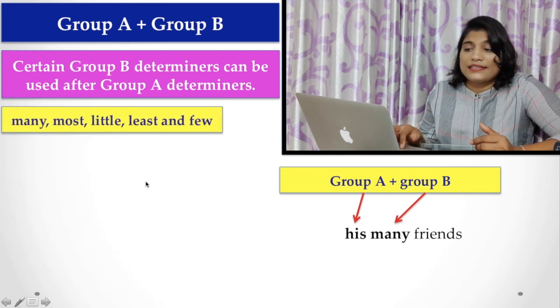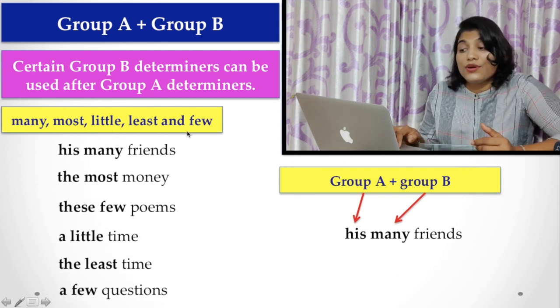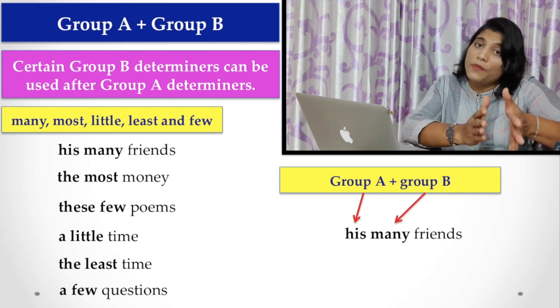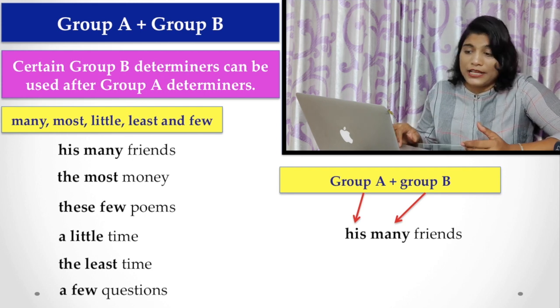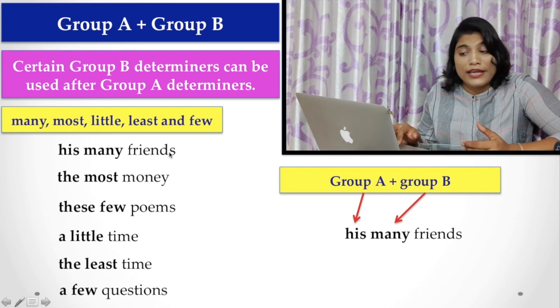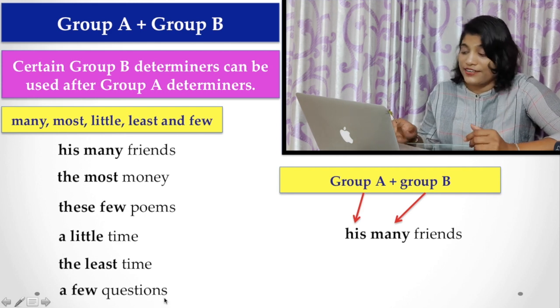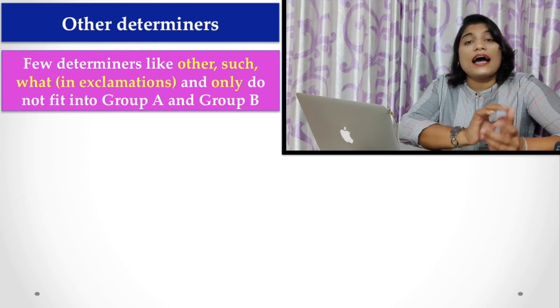Here are the examples: many, most, little, least, and few. These are used in such a way that you have to use a group A determiner before these group B determiners. For example, his many friends, the most money, these few poems, a little time, the least time, a few questions, etc.